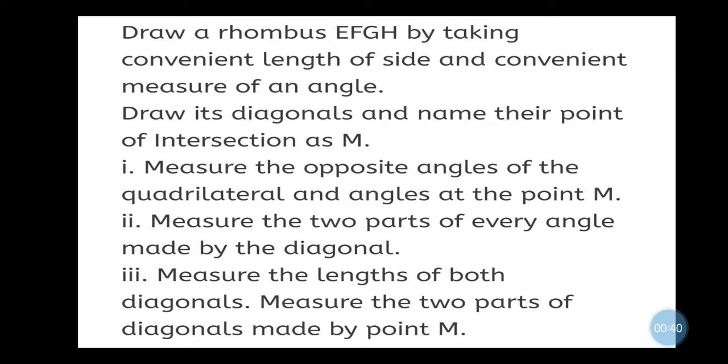First, measure the opposite angles of the quadrilateral and angles at point M. Measure the two parts of every angle made by the diagonal. Lastly, measure the lengths of both diagonals. Measure the two parts of diagonals made by point M. So let's start with the help of these details.